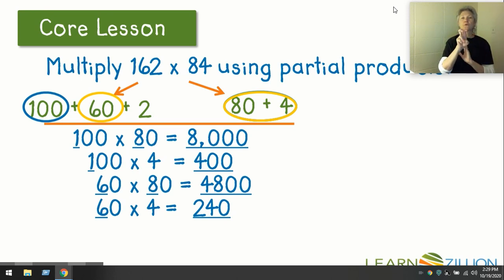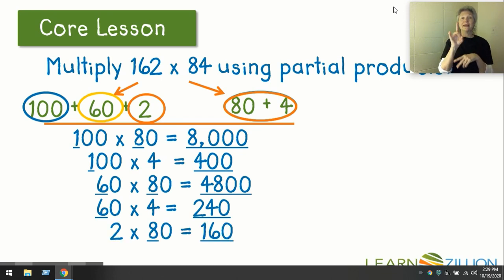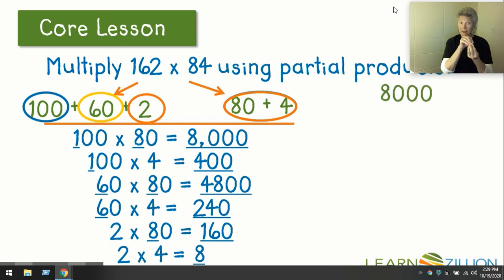We'll move on to the 2 in 162 and multiply it by 84. So we have 2 times 80, which is 160, and 2 times 4, which is 8. Again, these are the partial products which need to be added together.